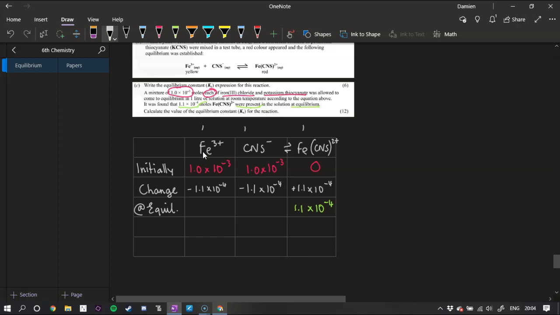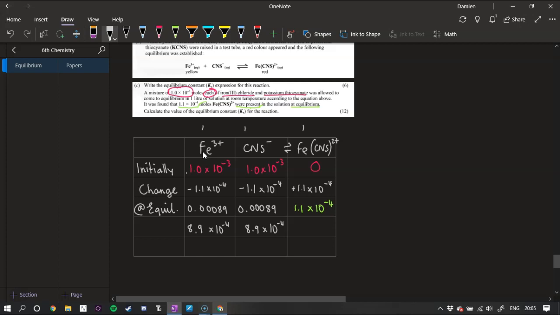So up here you're going to do 1.0 by 10 to the minus 3 minus 1.1 by 10 to the minus 4. And when you do that on your calculator, you end up with 0.00089. And you also end up with the same thing here, 0.00089. For continuity's sake, you can write that as scientific notation, which is 8.9 by 10 to the minus 4. It doesn't matter whether you leave it as that or not. It makes no difference. The answer is going to be the same at the end.